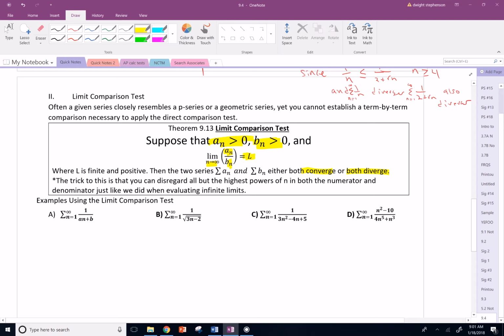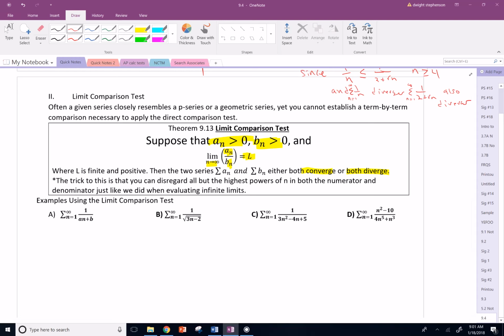So what we're trying to do is, one of them is going to be the one that's given to us, and then we're going to find the other one that is similar and divide by it, and then take the limit. And if the limit exists, then we can use the one that we know either converges or diverges to show that the other one converges or diverges as well. All right, so that's a mouthful.